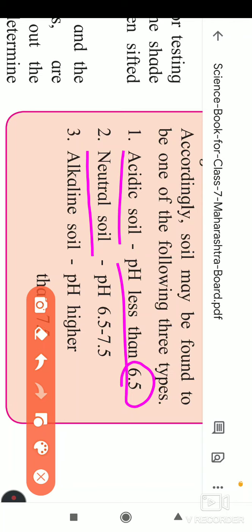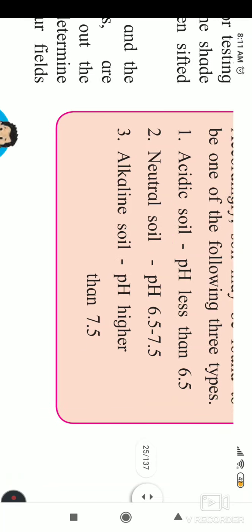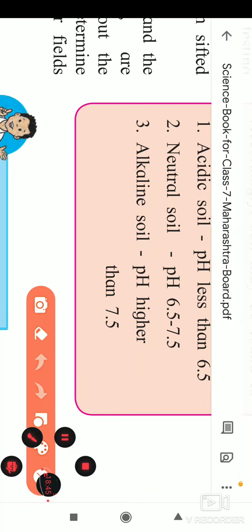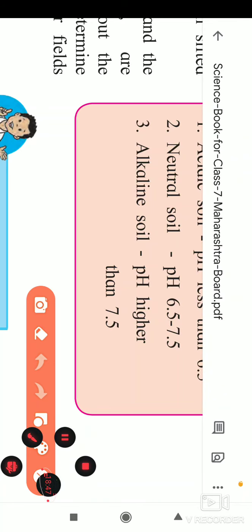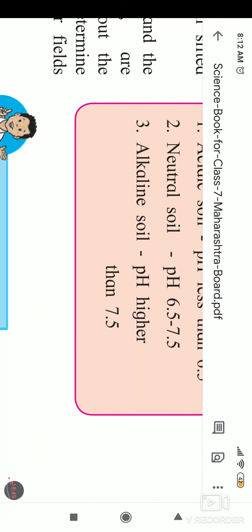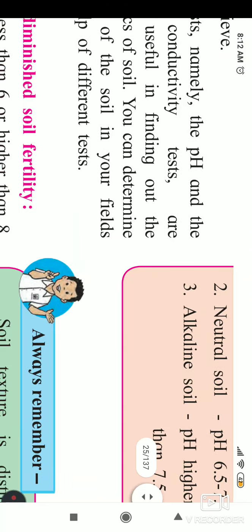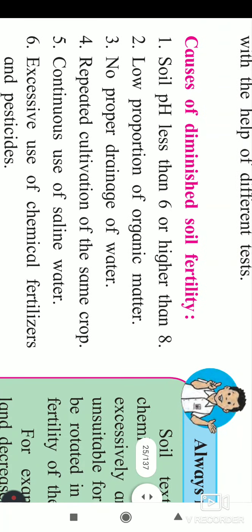So pH 6.5 to 7.5, then the given solution is neutral. And next, alkaline soil means its pH is higher than 7.5. Okay, so this is about the pH of the soil that we are finding.